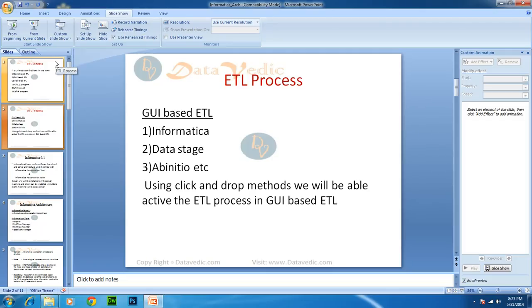Good morning, all. Last class, we understood what data warehousing is, what a data warehouse is, and we understood about OLTP, uses of OLTP, and limitations of OLTP, and a little about the ETL process. So in this class, we'll try to understand more about the ETL process and Informatica architecture, right?